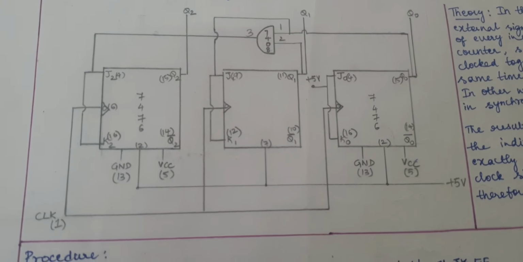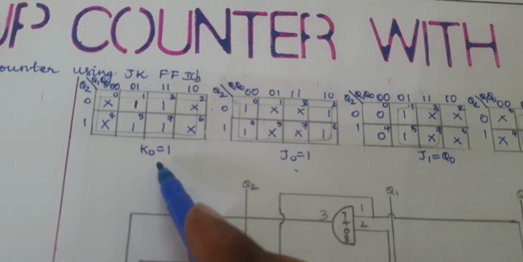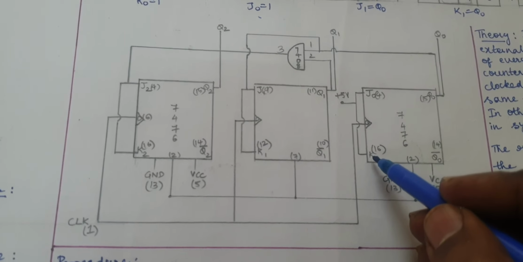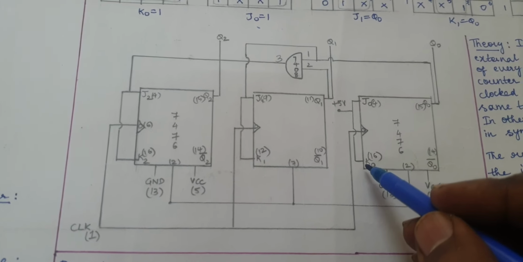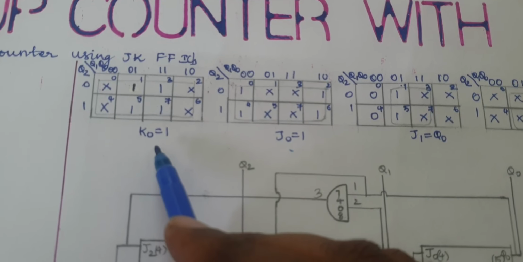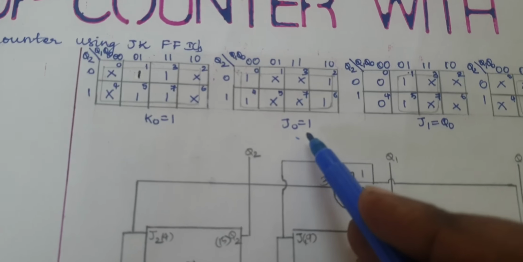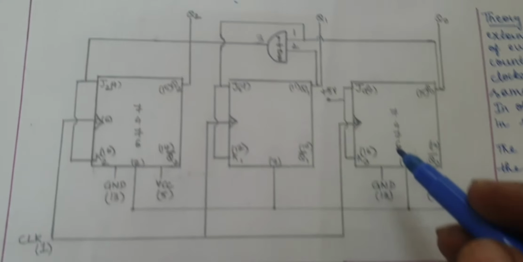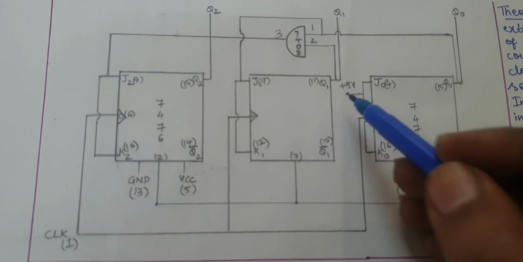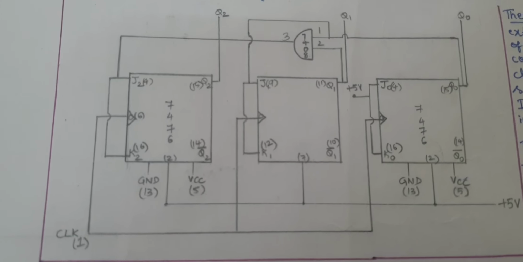Let's start the connection now. What is my answer for K0? I have K0 equal to 1. So here you'll be going for K0, it is 1. Please observe the answer for J0 also. J0 is also 1. So I will be shorting J0 with K0 and connecting it to plus 5 volts.